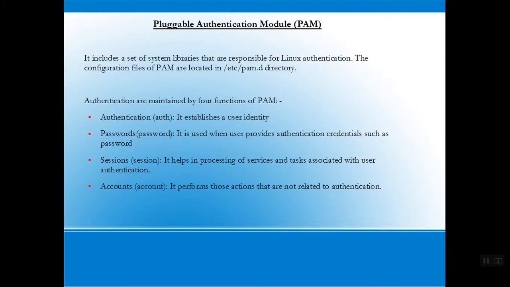Now what is Pluggable Authentication Module or PAM? Pluggable Authentication Module includes a set of system libraries that are responsible for Linux authentication. The configuration files of PAM are located in the /etc/pam.d directory. Authentication in PAM is maintained by four functions: authentication or auth, which establishes a user identity. Password, which is used when the user provides authentication credentials such as a password. Session, which helps in processing of services and tasks associated with user authentication. Account, which performs those actions that are not related to authentication.